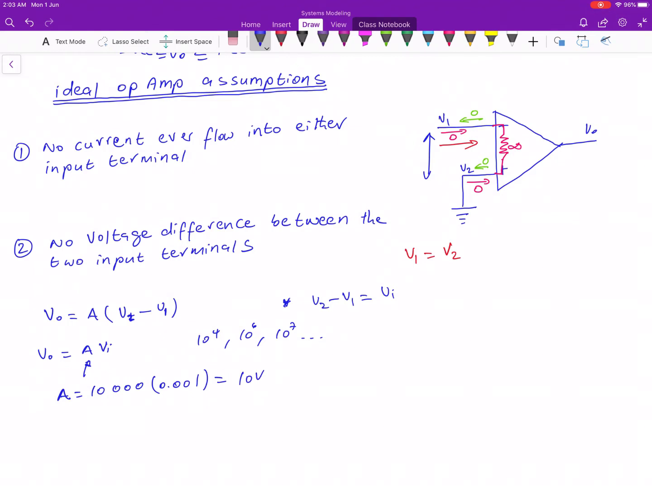What if you make it even smaller? Again, 10,000 times 0.0001 will still give us 1 volt. So looking at it, the difference between V1 and V2 is 0.0001, which is so small, but you are getting 1 volt out of it. So this is the power of amplification.